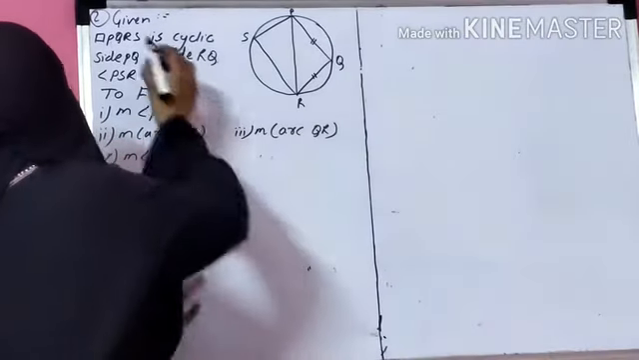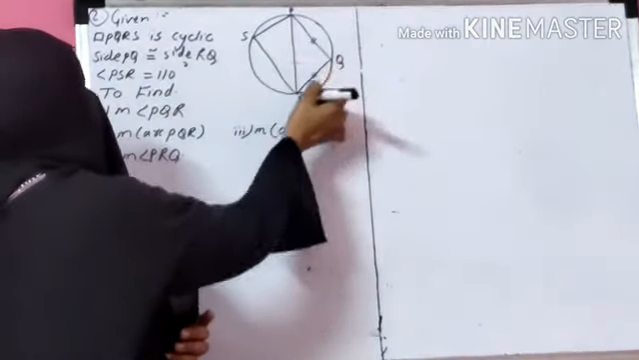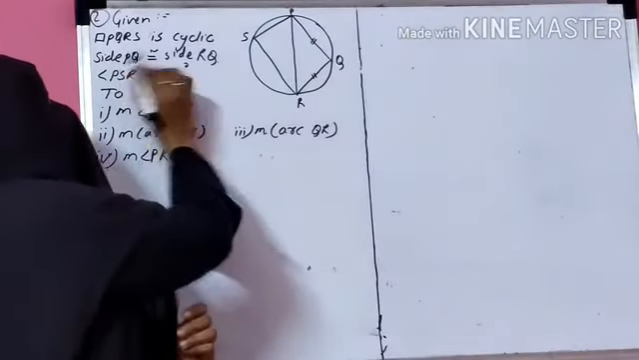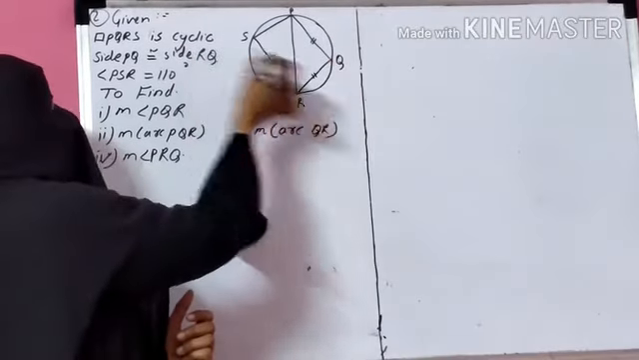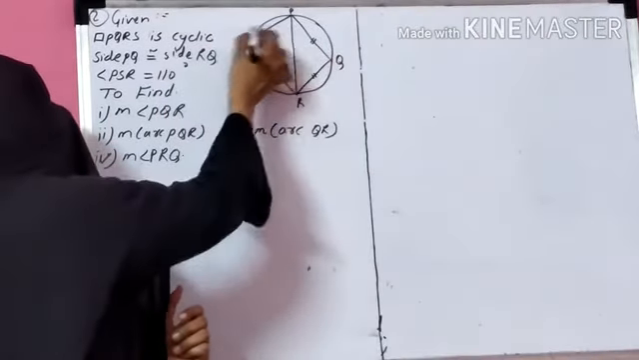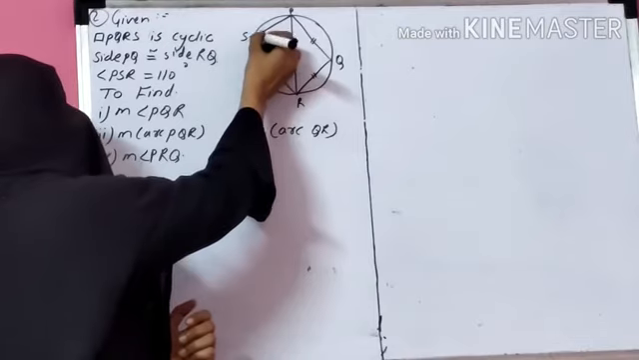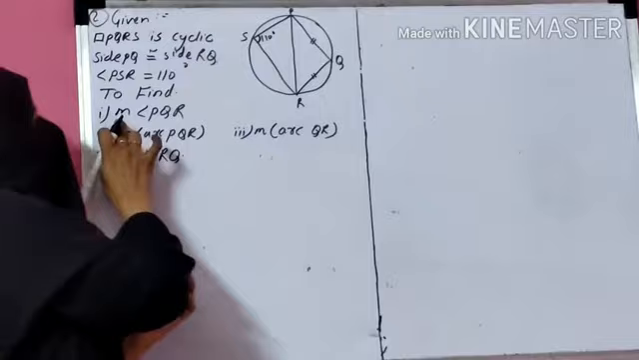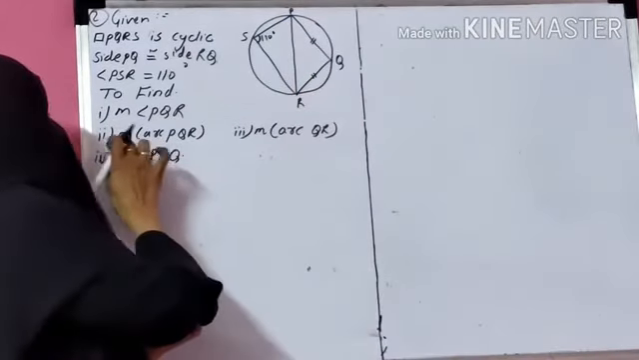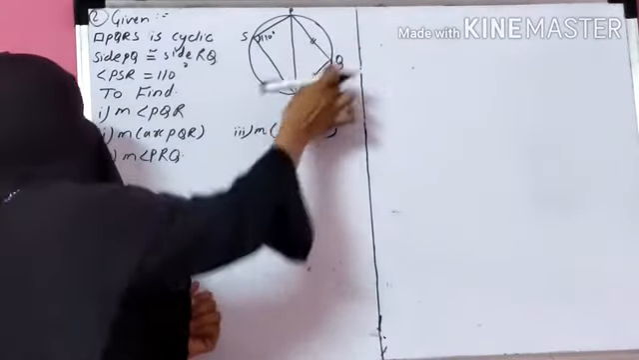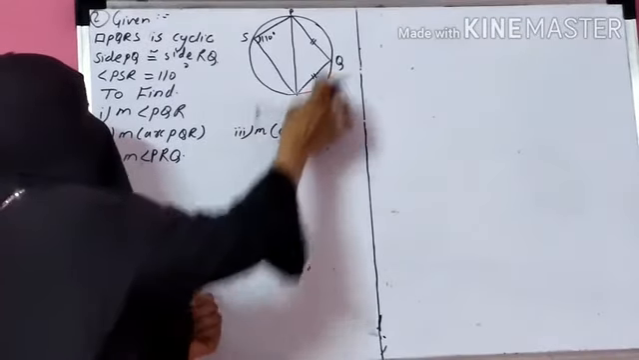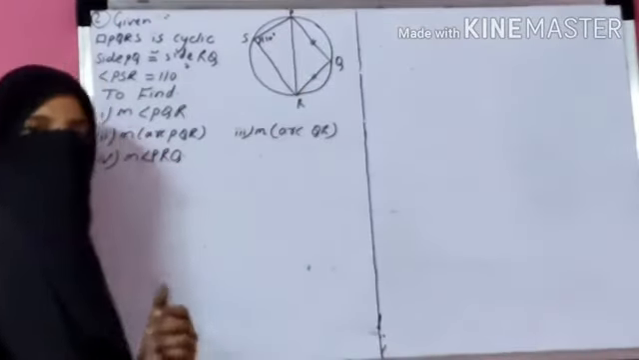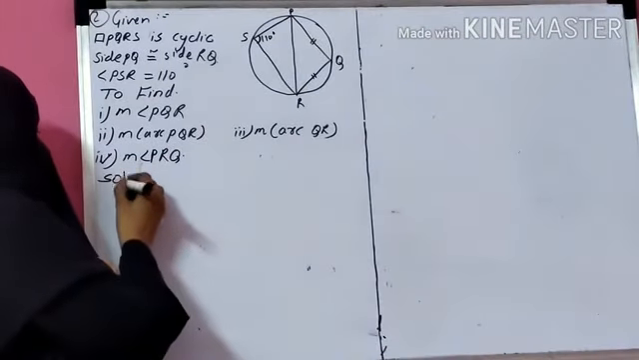Question number 2. Here given is quadrilateral PQRS is cyclic. It's a cyclic quadrilateral, and side PQ is congruent to side RQ, and angle PSR is 110 degrees. Then you have to find number 1, the measure of angle PQR. Second one, measure of arc PQR. Third one, measure of arc QR. Fourth one, measure of angle PRQ. Okay, so let's start the solution.